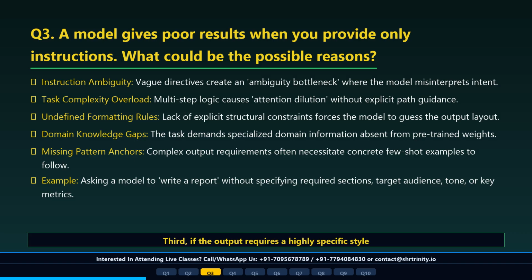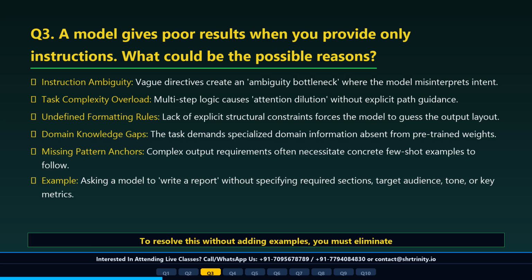Third, if the output requires a highly specific style or schema that isn't fully defined in words, the model defaults to generic text. Let's analyze our example to see how this plays out in real applications. If you ask an AI assistant to simply write a quarterly business report, the instruction is far too broad. The model doesn't know whether you want a formal executive summary, a technical statistical breakdown, or an informal slide outline. As a result, it generates a generic, disorganized text block that fails business requirements.